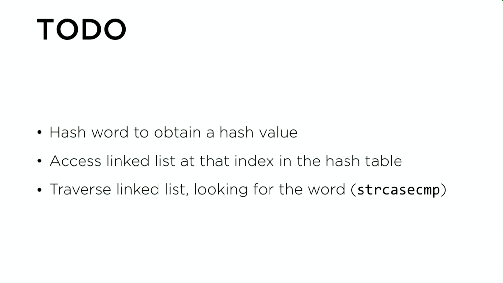Well, the first step is going to be to take the word and hash the word, using the hash function that you implemented earlier, in order to obtain a hash value. Then, you'll access the linked list at that hash value, at that particular index in your hash table, which again is just an array of those individual linked lists. Once you've accessed that individual linked list, you know that if the word is in the dictionary, it's going to be in that list. And if the word is not in that list, then it's not in the dictionary.